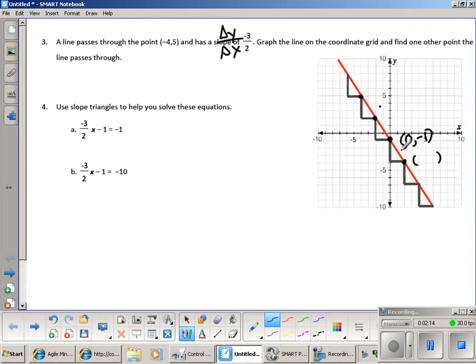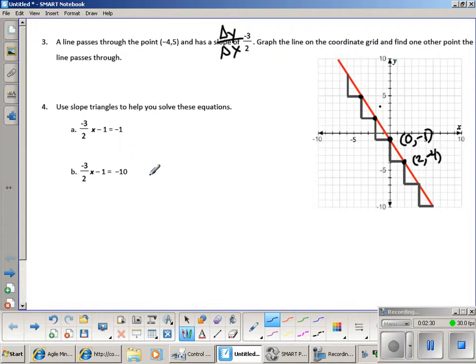Right here, I can see that it has an x value of 2, because I would have gone right 2 and down 4. So that would have been (2, -4). So again, several options there.